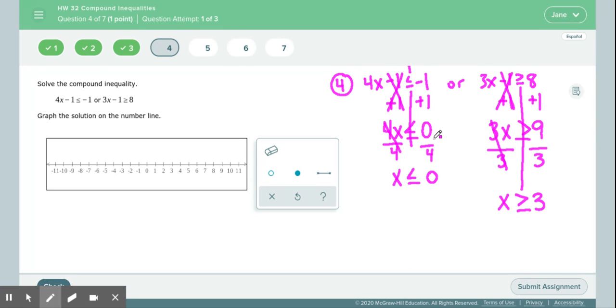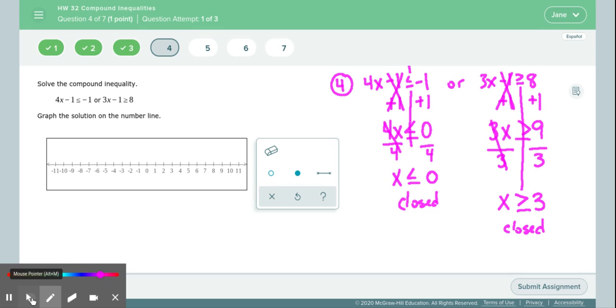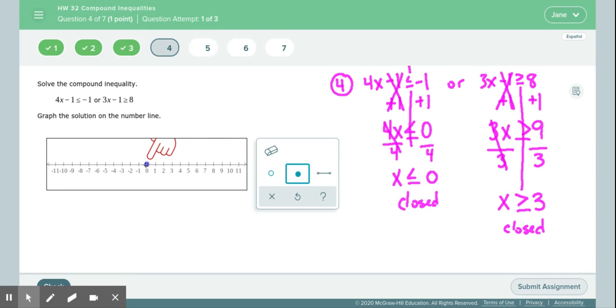So I have my work over here, and now what I'm going to do is graph this. The first thing I should note is that since it's "or equal to" on both of these, my boundary points are going to be closed circles. These are going to be a part of my solution. So I'm going to pick my closed circles. I'm going to plot 2 points, one at 0 and one at 3.